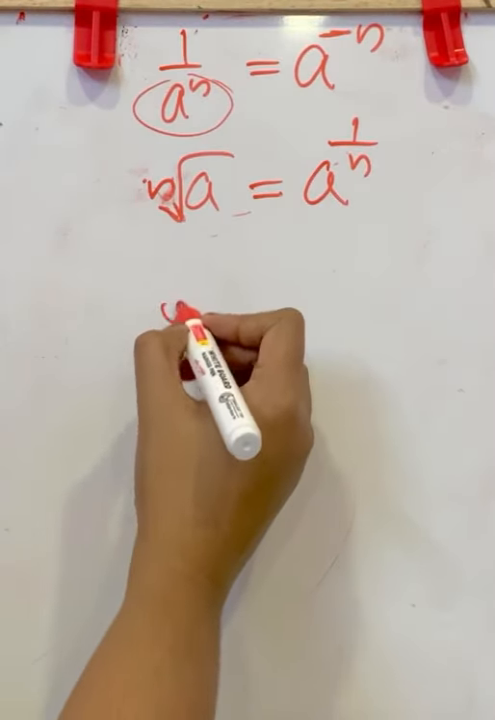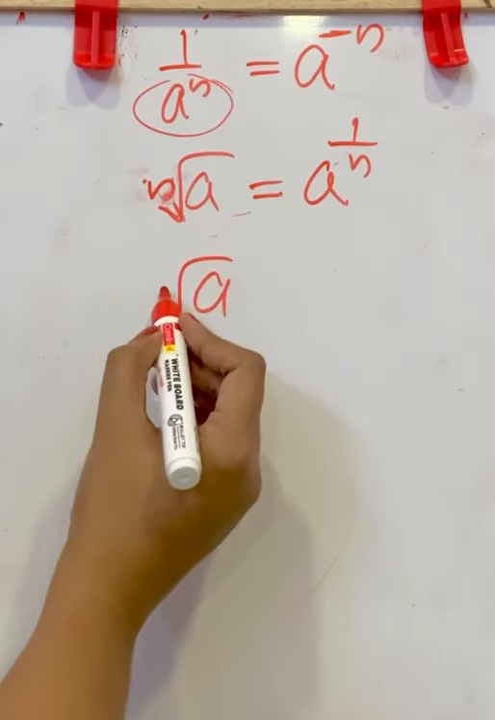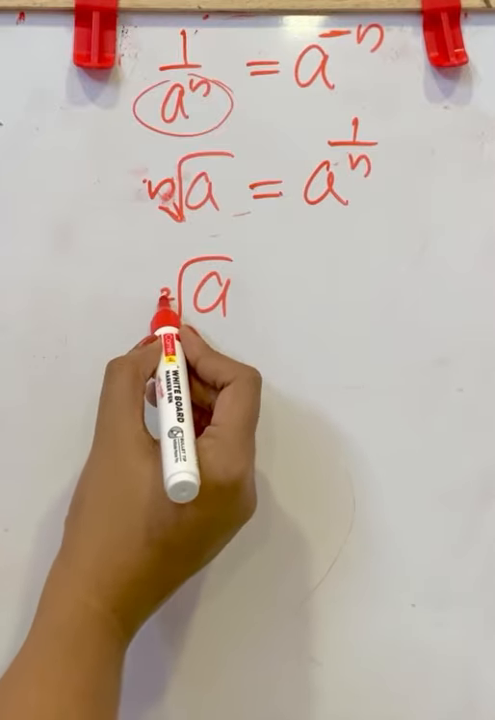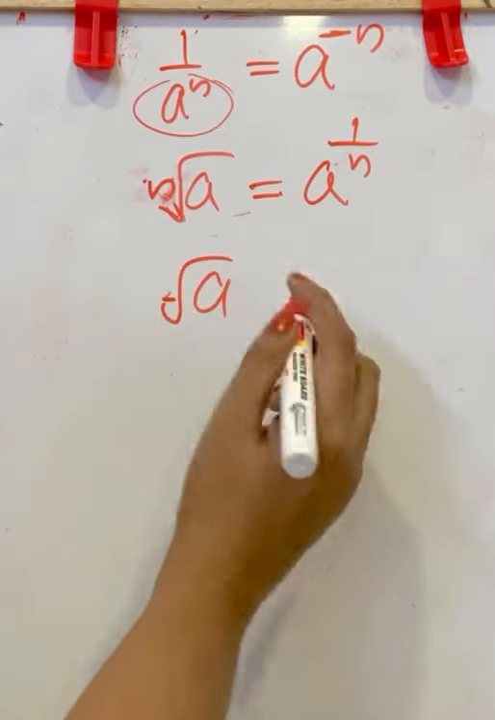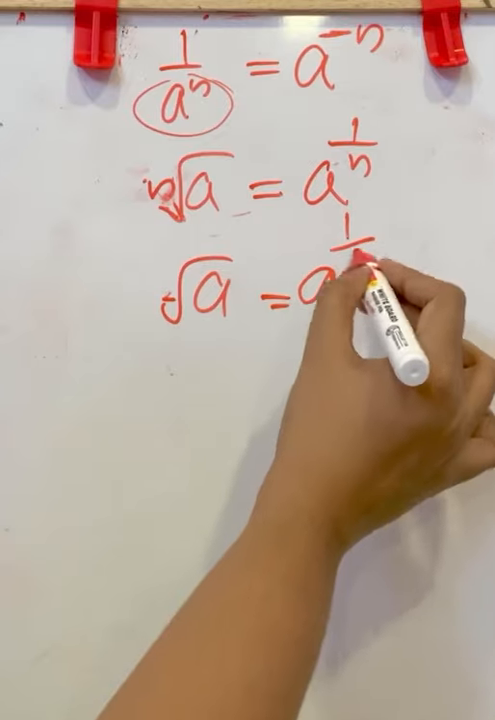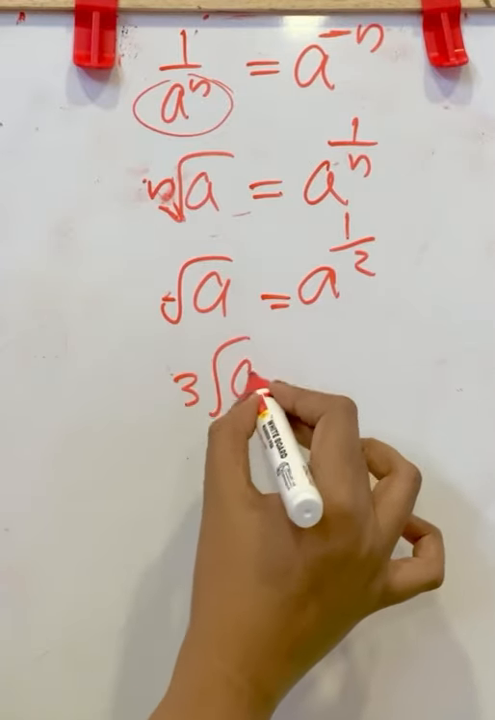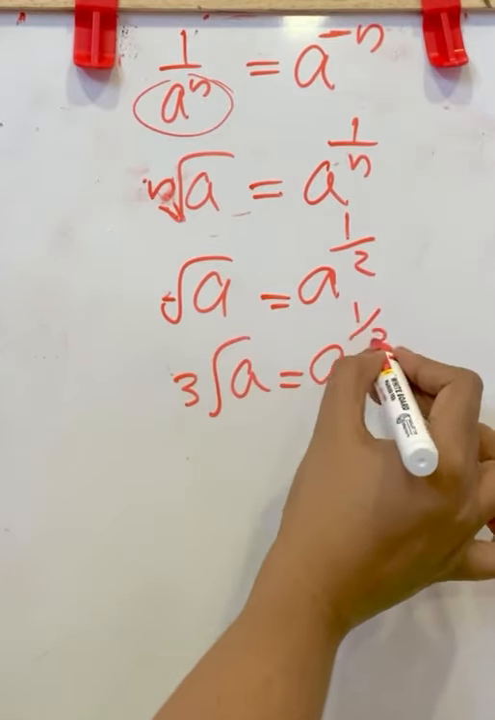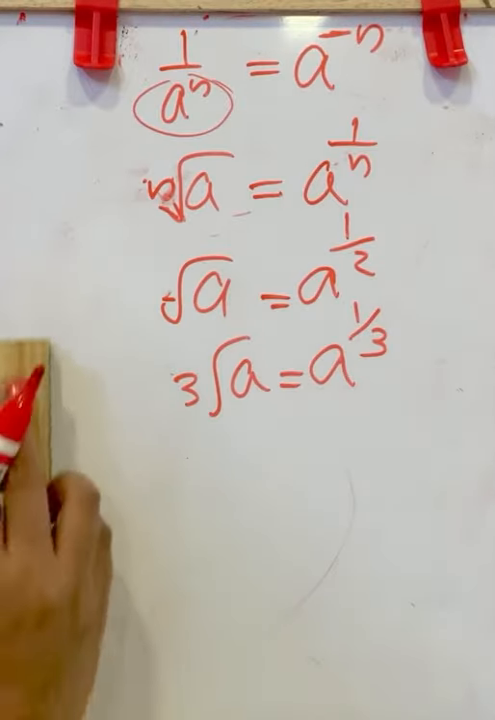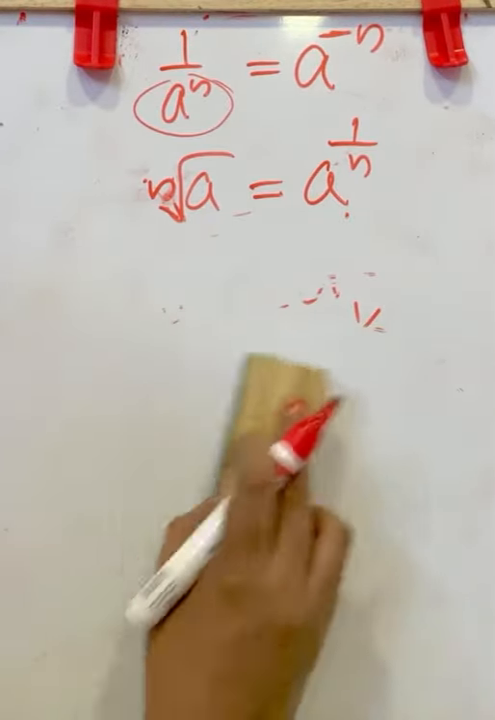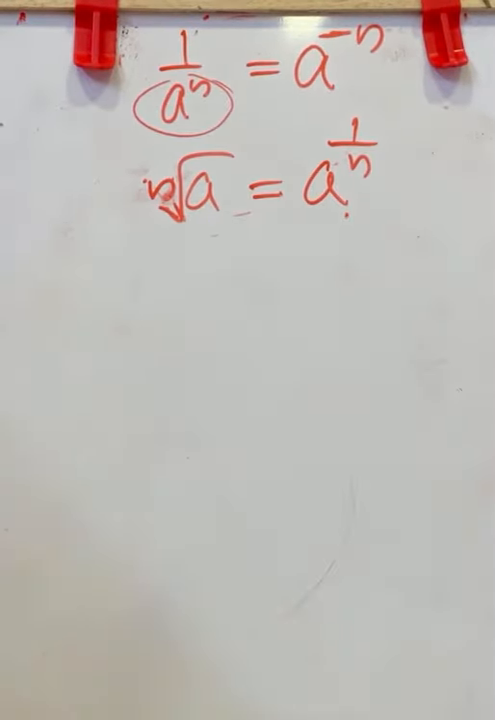That is square root a. Square root means actually 2, so square root a is equal to a raised to 1 by 2. Cube root a is equal to a raised to 1 by 3. Okay. So nth root a is equal to a raised to 1 by n.